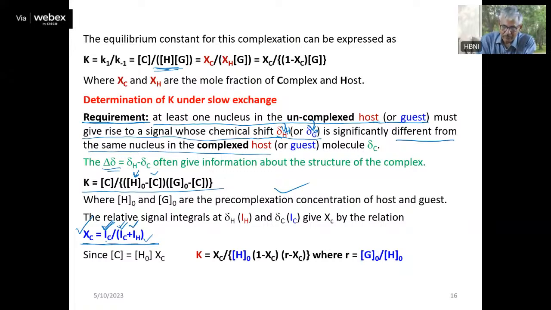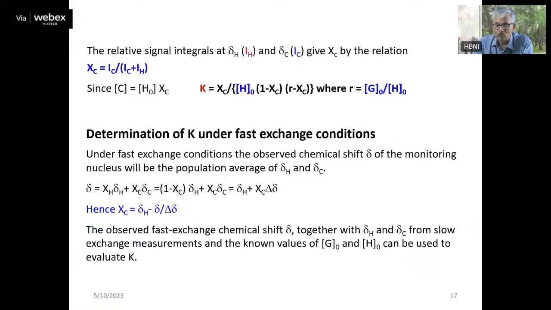And then if you do all these modifications, you get an equation like this: K is equal to the mole fraction of complex, divided by the pre-complexation concentration of the host, into 1 minus Xc, and then R minus Xc. R is again nothing but the pre-complexation concentration ratio of G0 and H0.